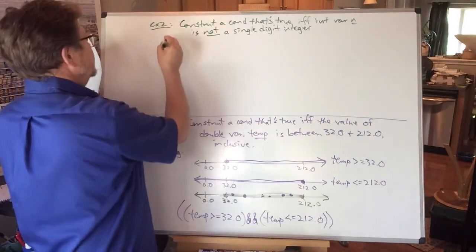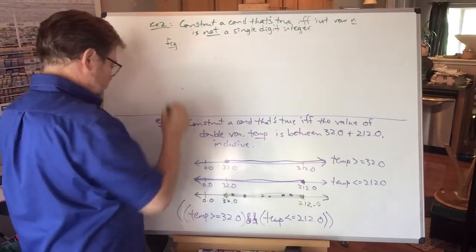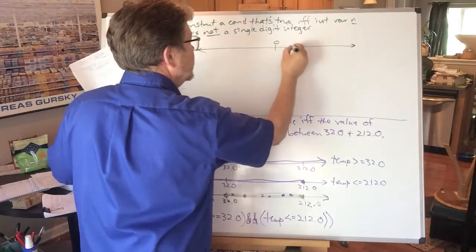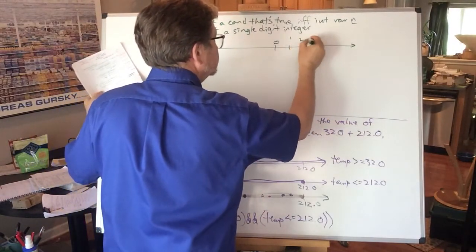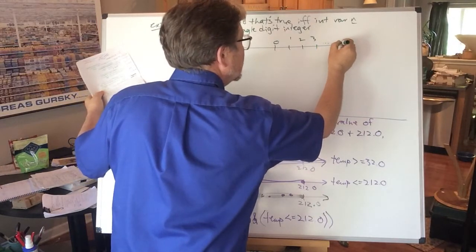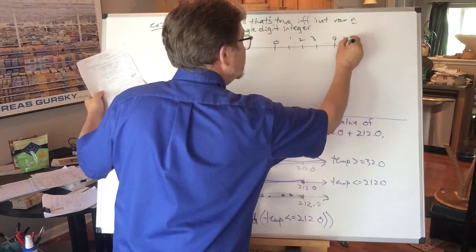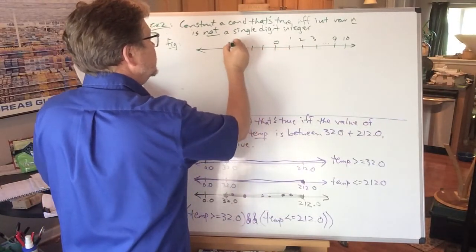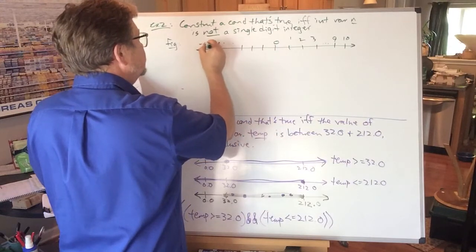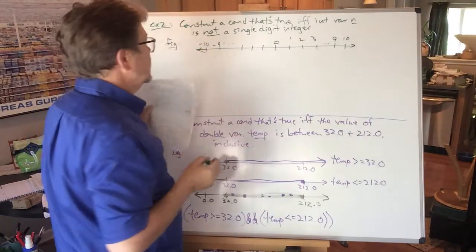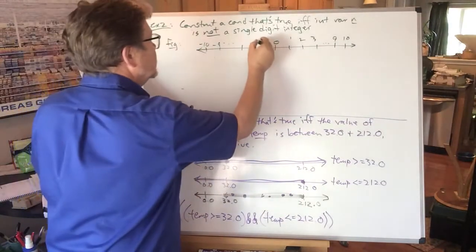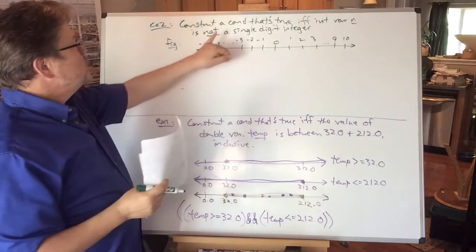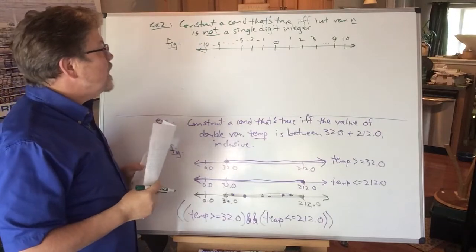Here's a set of figs again. First fig, number line. 0 in the middle. 1, 2, 3, yada yada, up through, I don't know, maybe 9. Then 10. That's the positive direction. Let's do the same thing in the negative direction. Negative 1, negative 2, negative 3, yada yada yada, negative 9, negative 10. Whoops, I didn't label them. Takes a long time to draw that number line. Construct a condition that's true if and only if variable n is not a single digit integer.